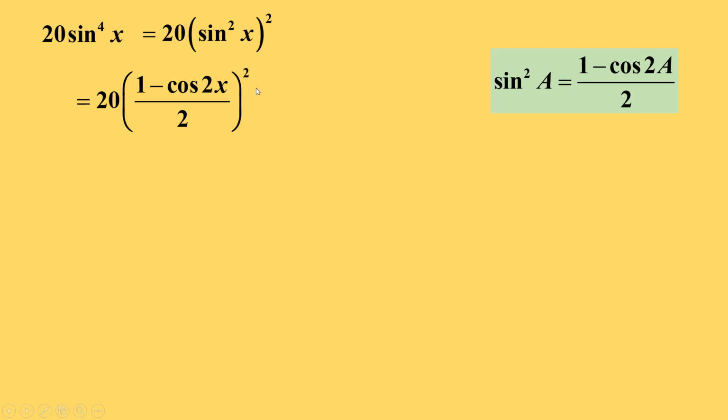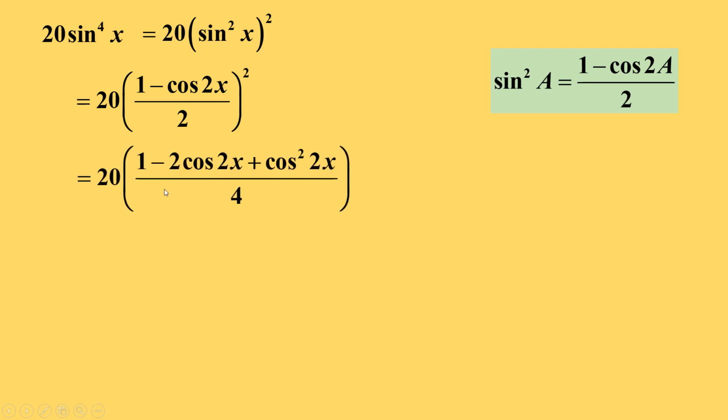We still need to square it. Okay, that's my first step. Well, I guess my second step. And then I'm going to actually square this just like I would any binomial. And so we've got 20 times 1 minus 2 cosine 2x plus cosine squared 2x all over 4. Okay, and this is just a minus b squared, right? A minus b squared would give us a squared minus 2ab plus b squared.